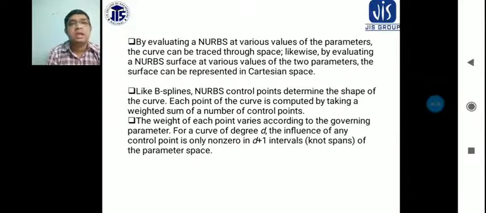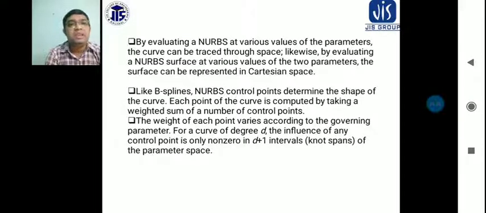Like B splines, the NURBS control points determine the shape of the curve. Each point of the curve is computed by taking a weighted sum of a number of control points. The weight of each point varies according to the governing parameters.